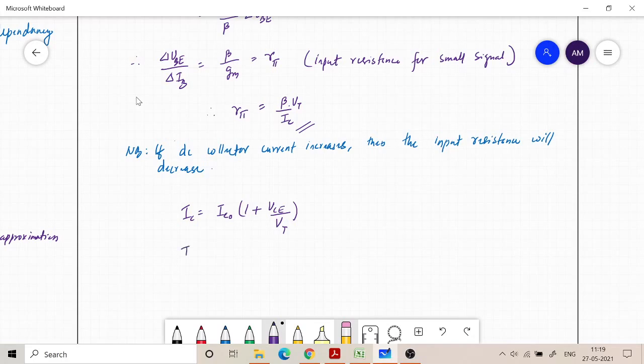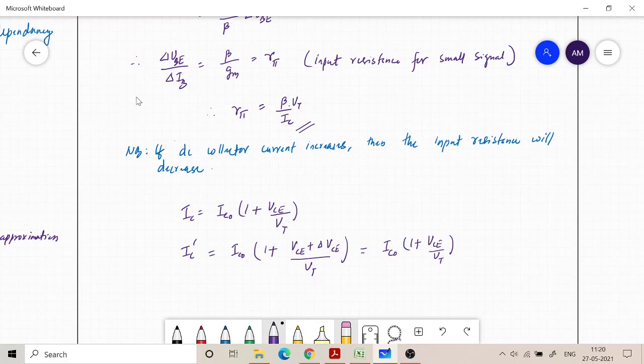Call this IC dash, and what is IC dash? IC0 into 1 plus VCE plus delta VCE by VA. All I have done is, instead of VCE, I have introduced a small signal delta VCE, and then rewrote the expression. That will give you IC0 into 1 plus VCE by VA.